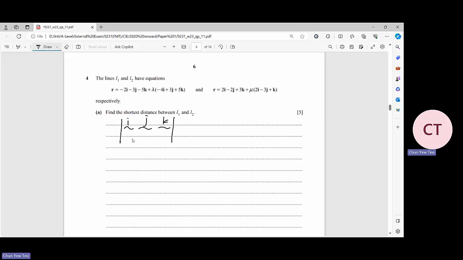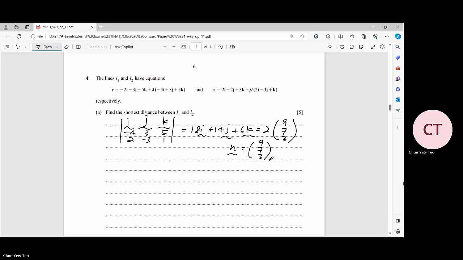So it will be negative 4, 3, 5 cross with 2i negative 3j k. If you do the cross product, then you will get 18i plus 14j plus 6k. You can see that all of them are even numbers. You can factorize the 2 out. Then I will just get my normal as 9, 7, 3.